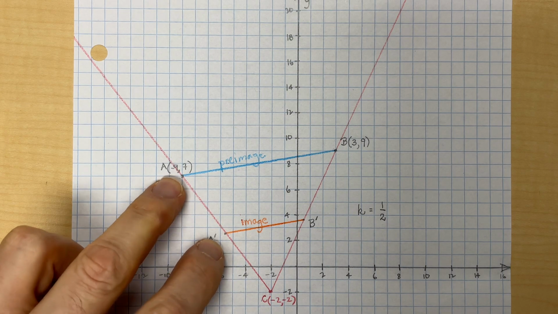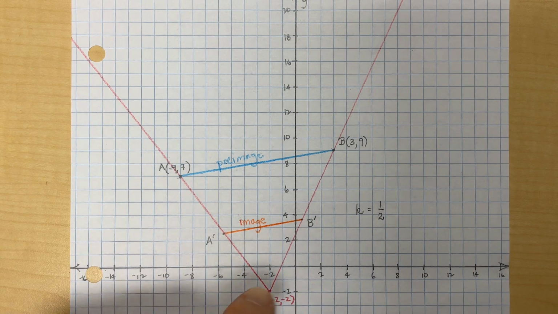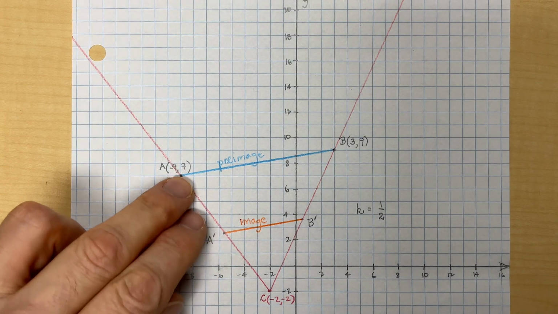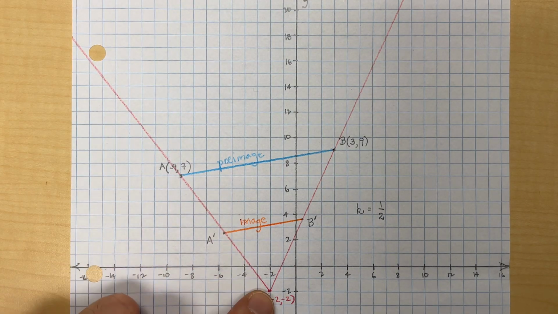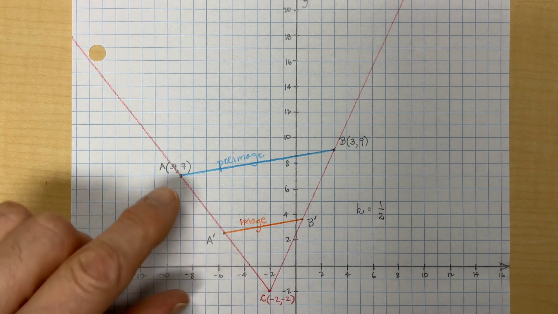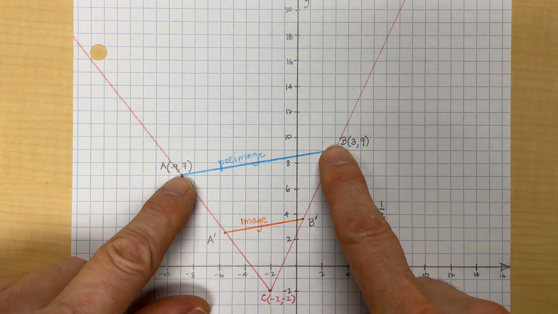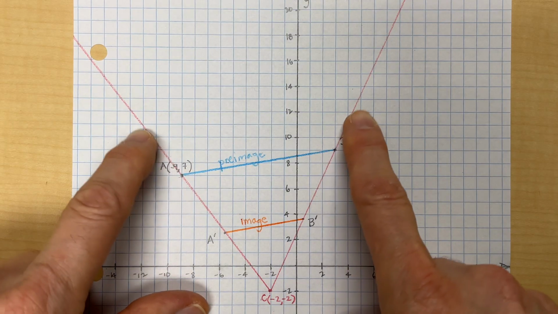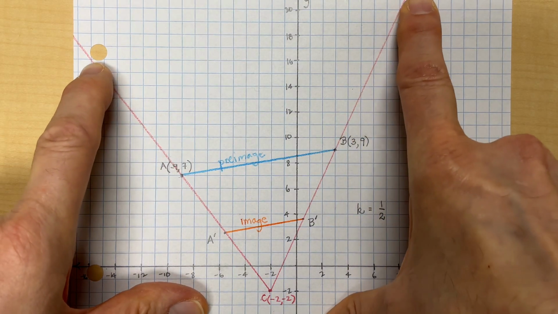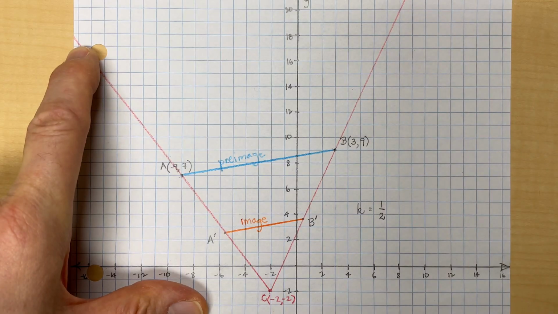So when I move toward the center of dilation, I decrease the size of the pre-image. As I get closer and closer to this center of dilation, the image gets smaller and smaller. As I move farther and farther away, as my k value moves beyond 1, the image gets bigger and bigger.